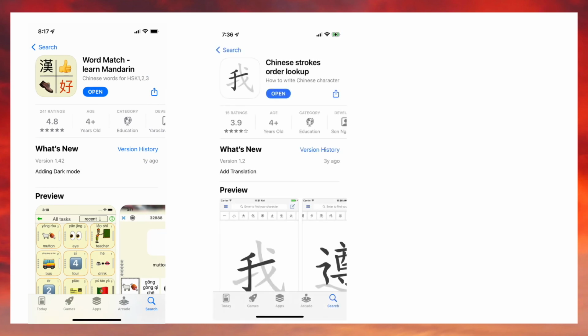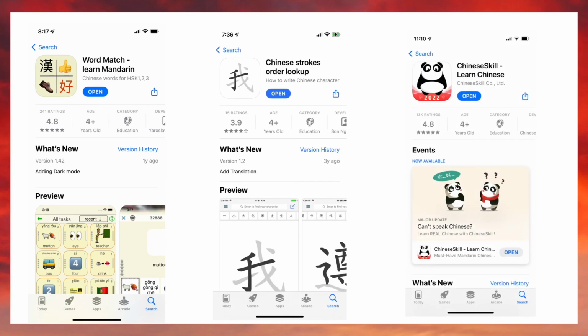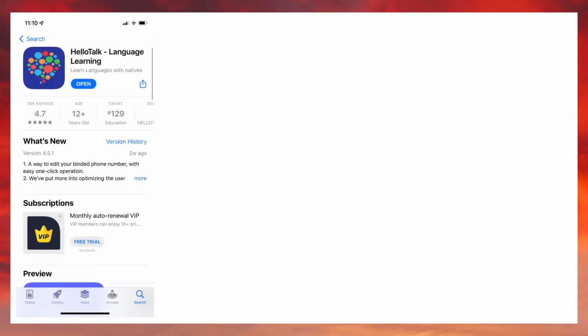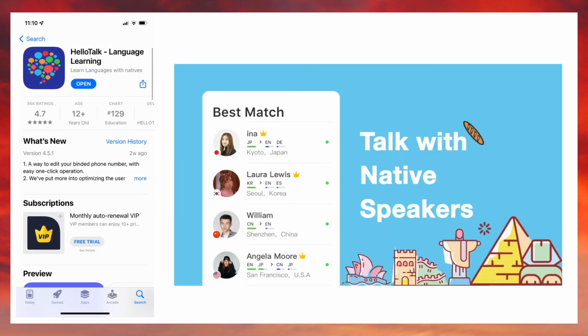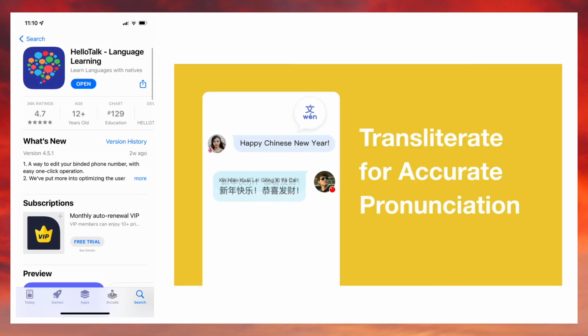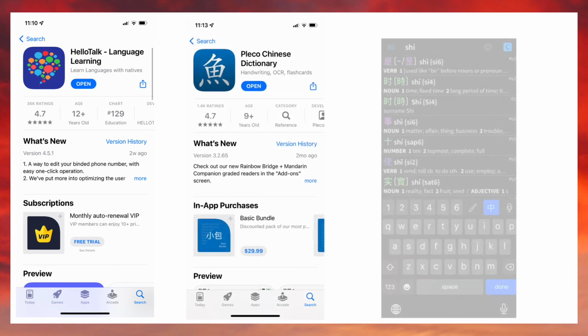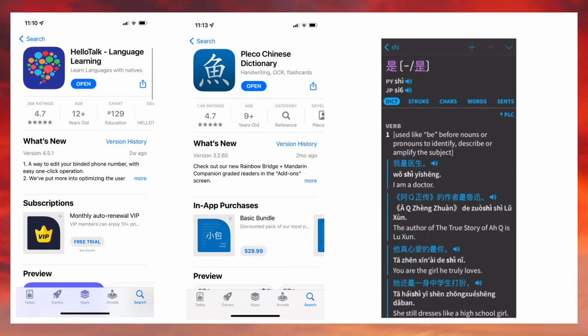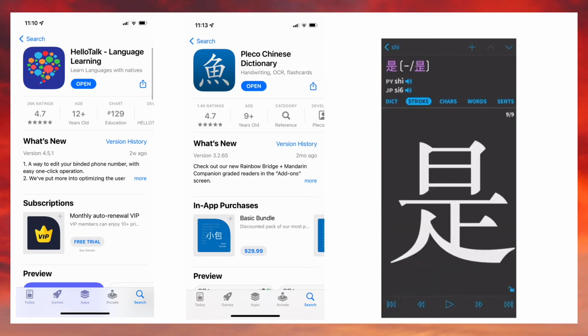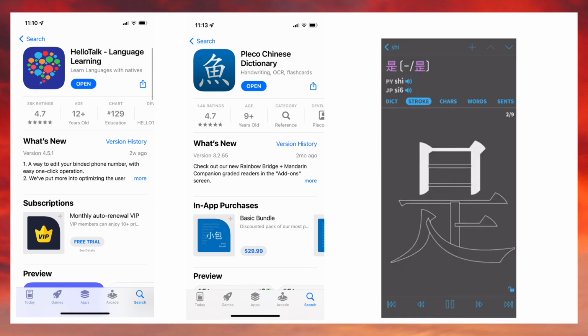The first 3 apps can improve your visual memory so effectively. HelloTalk is my favorite way to find native speakers to practice having conversations. Pleco is a great dictionary to help you to translate the Chinese words. You can look up words by drawing them on the screen. Very accurate and tolerant of stroke order mistakes.